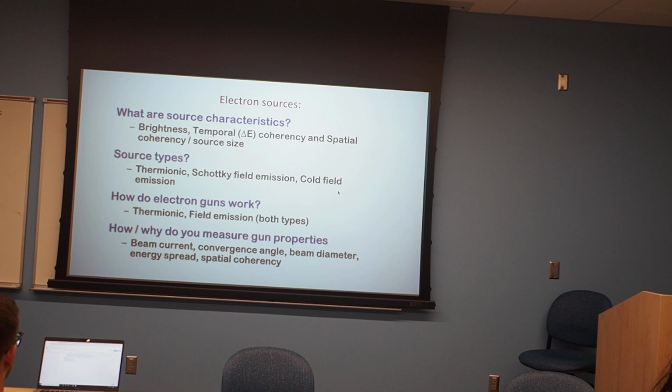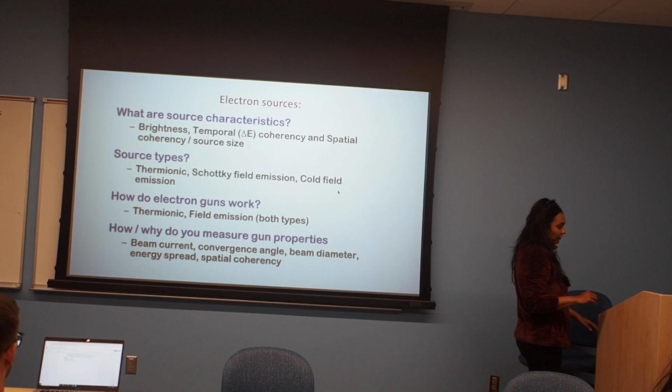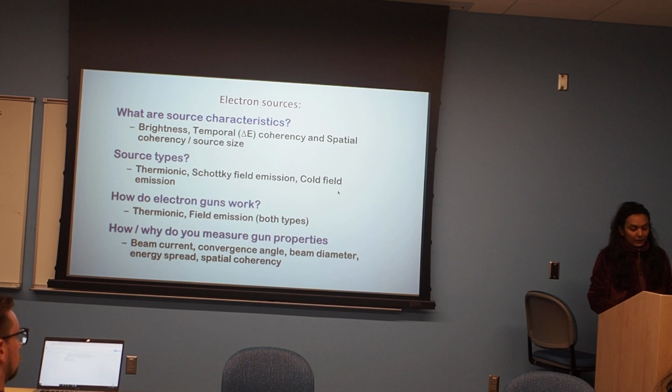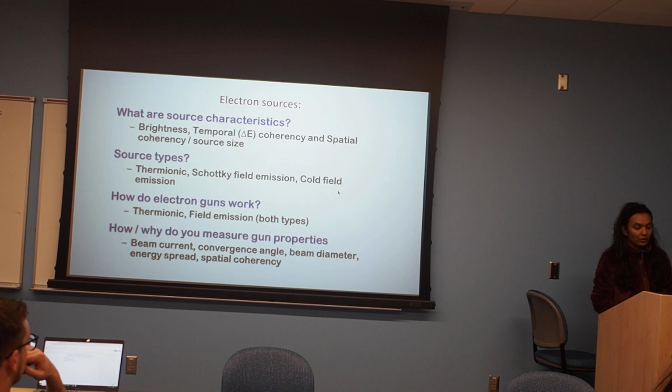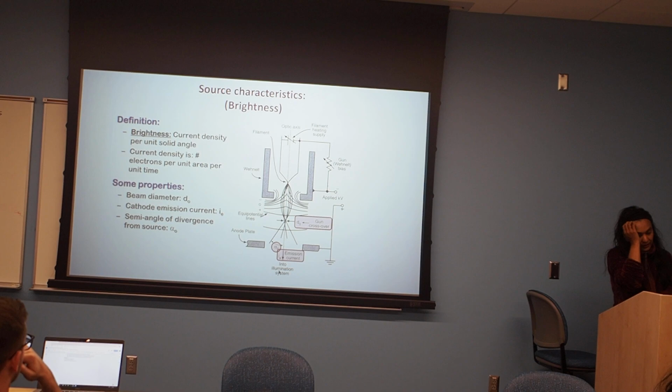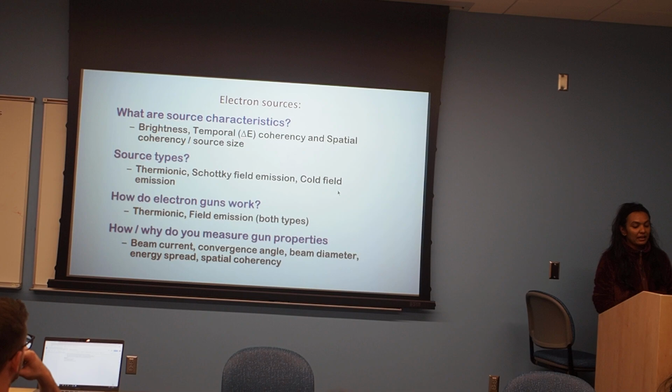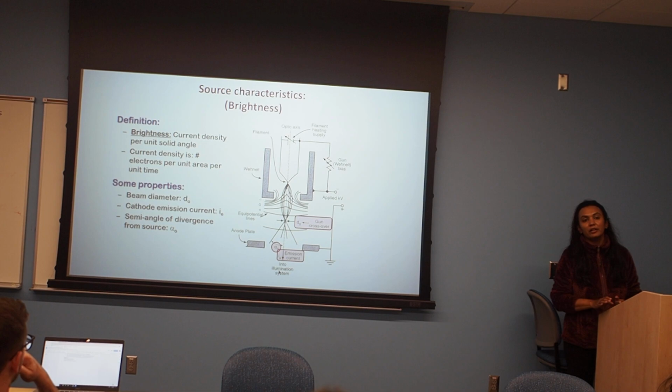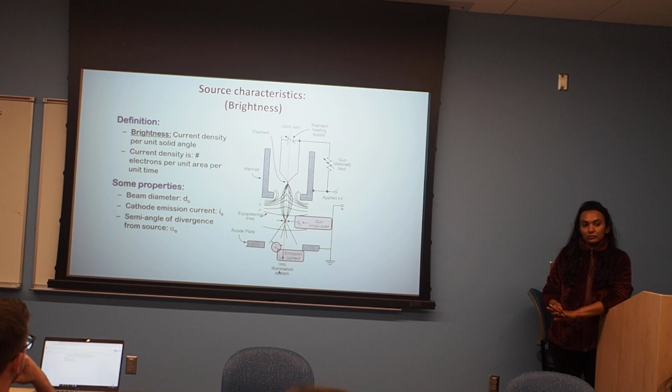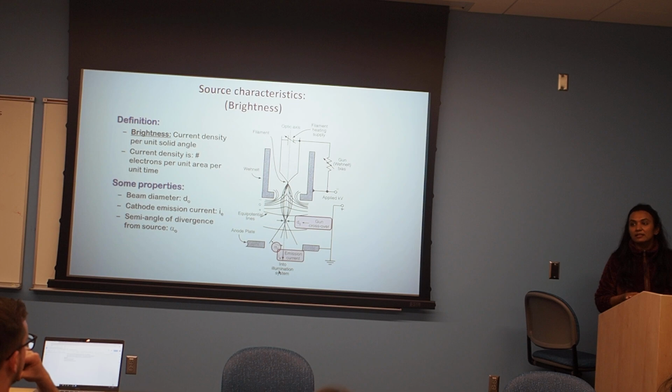Yeah. So all these sources, they have different convergence angles. They have different beam diameters, and they will have different energy spread, and they will have different spatial coherency. Now, for source characteristics, does anyone know which source we have in the microscope? Is it a FEG? Anyone can ask you, it's a FEG or a thermionic. These are two common types. Tomorrow God meets you, he asks you, do you know which source we have? Is it FEG or thermionic? Most likely FEG. This is the most common source we use.